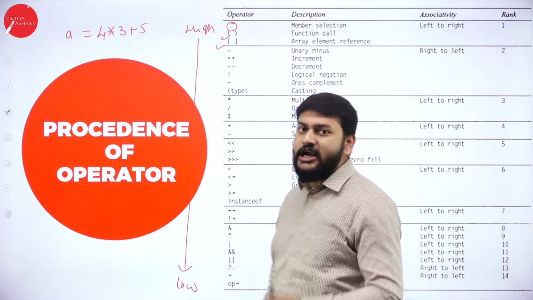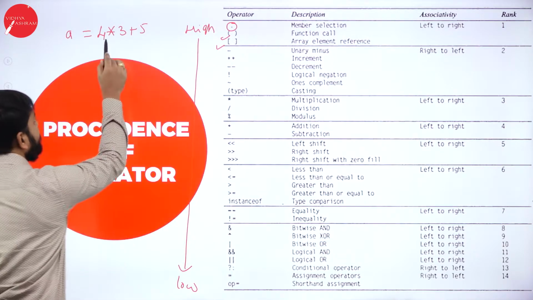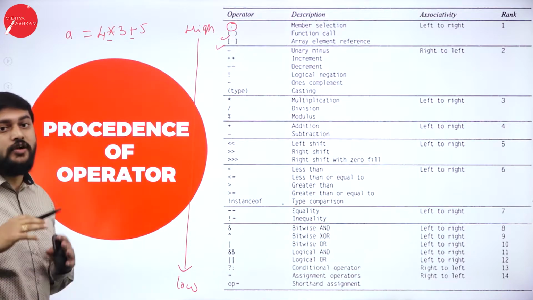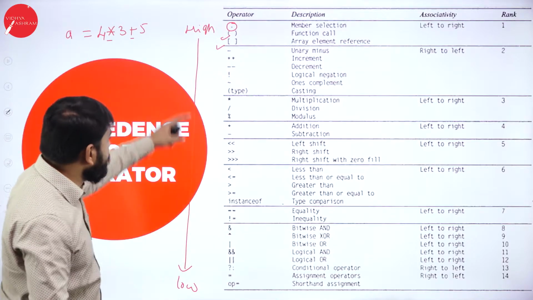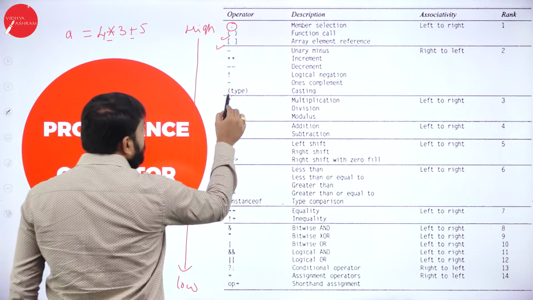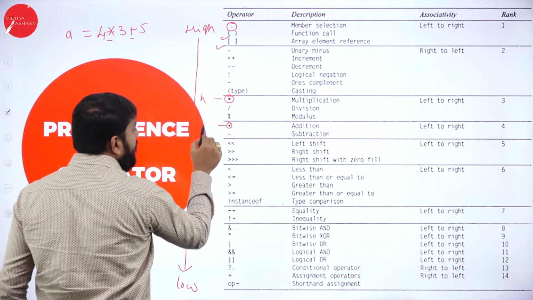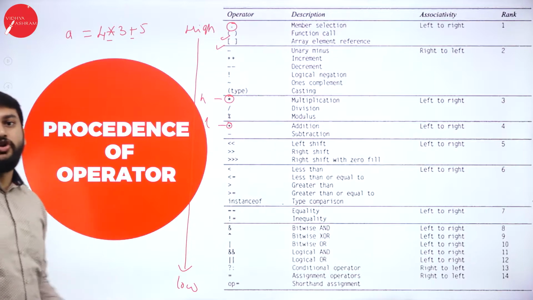So first, what you need to do is check the priority of the star and plus. Which one has got the highest priority? So let's check. I have the star here, and then after that, I have the plus here. Star has got the highest priority compared to plus. So plus has got the lowest priority.